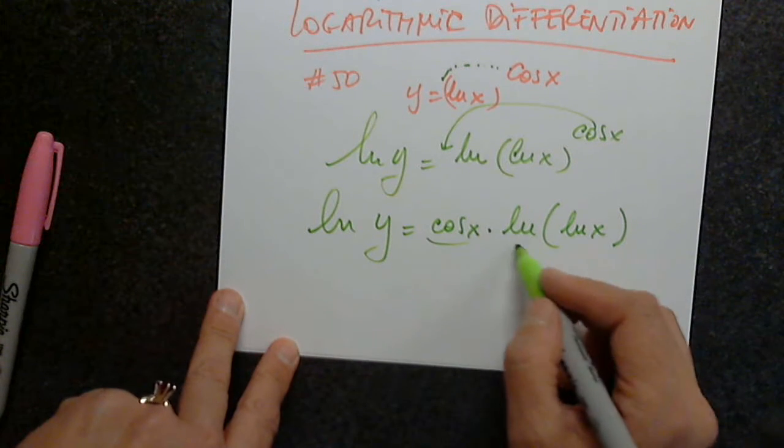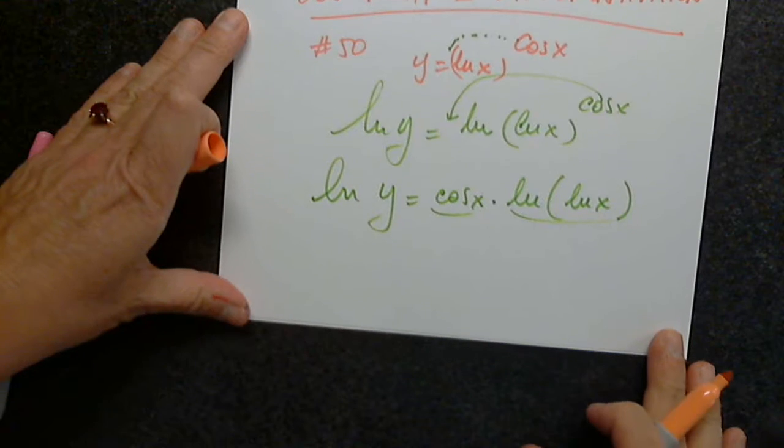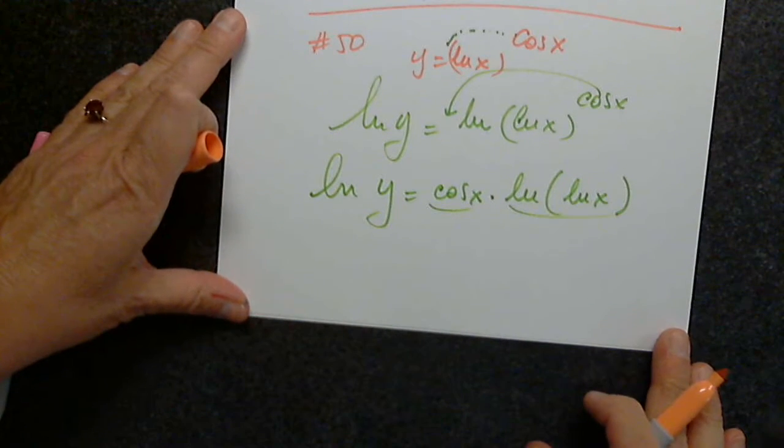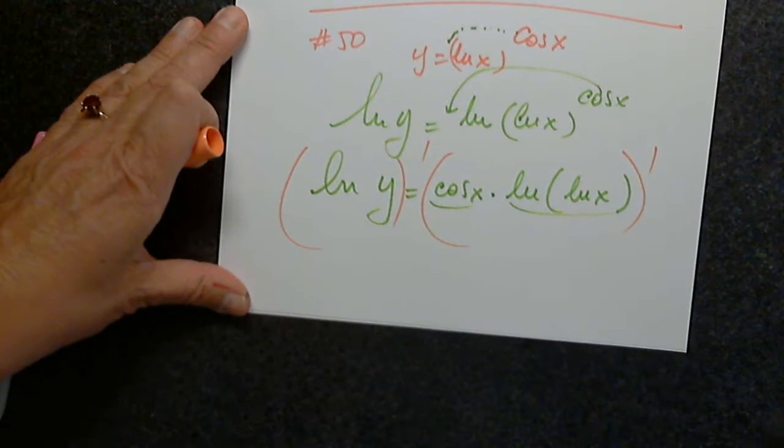These are two functions. Good. So we apply natural log because we could not differentiate a function raised to a function. We can differentiate a function raised to a power, but not a function raised to another function. Good. Next step. What do we do next? Very good. I'm ready for the left.